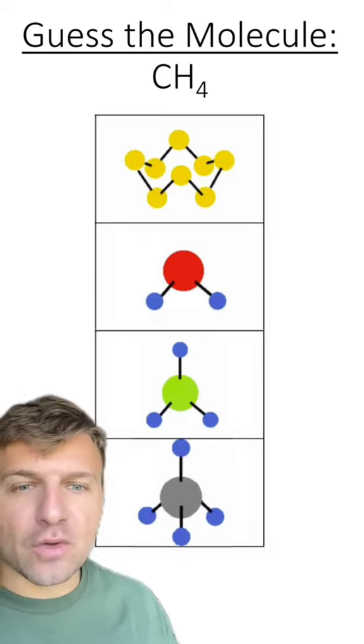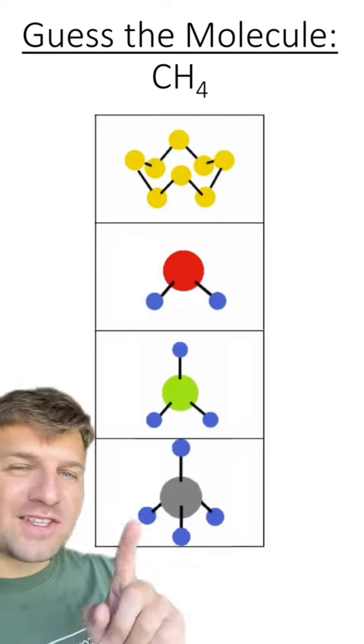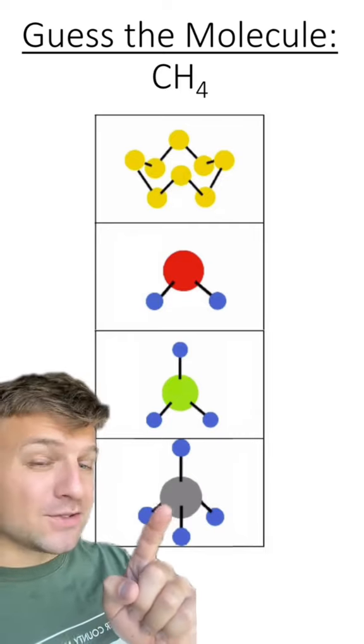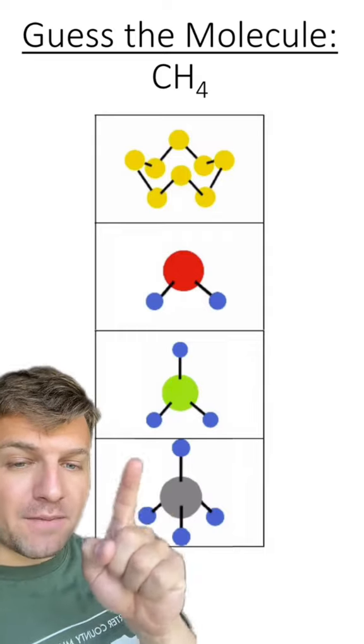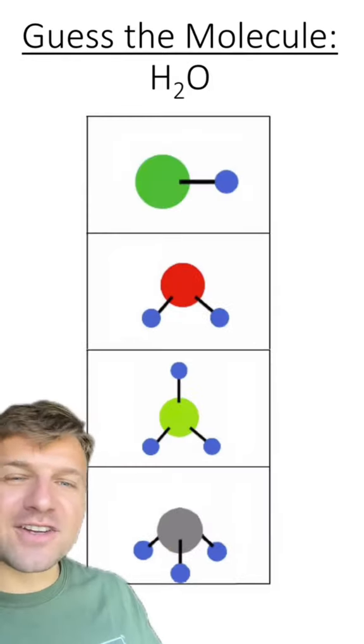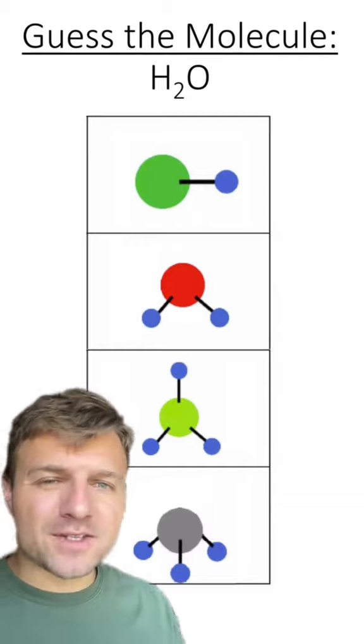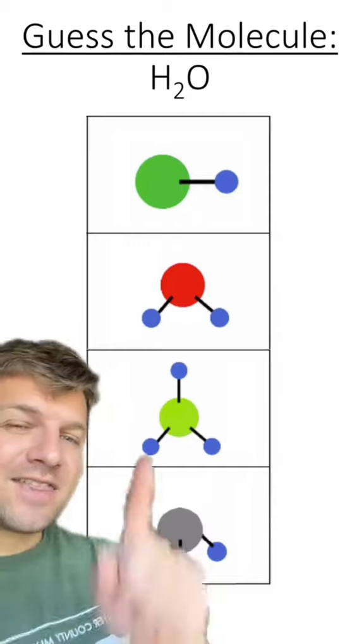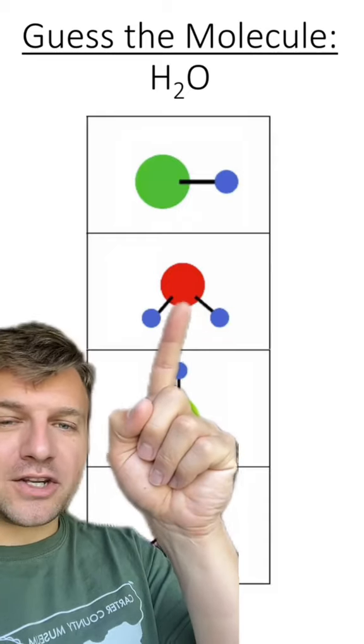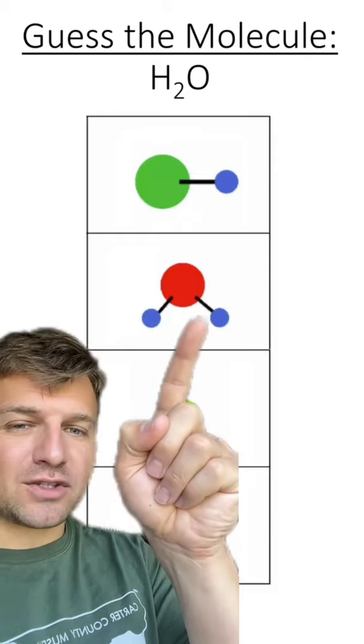The correct diagram is only going to have 5 atoms, which means this bottom diagram is going to be correct. And as you can see, we have a central carbon surrounded by 4 hydrogens. All right, here's our next question. Which diagram represents water or H2O? The second diagram here represents water. You can see our central oxygen surrounded by 2 hydrogens.